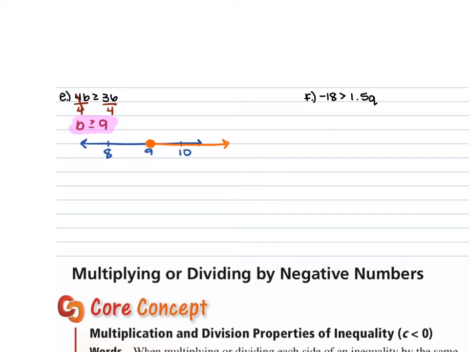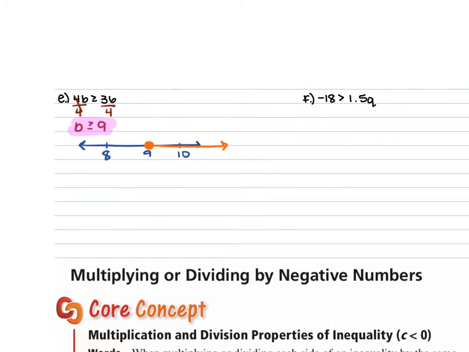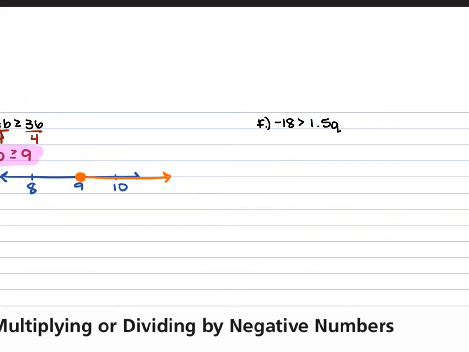For F, we have negative 18 is greater than 1.5 times Q. So we're going to divide each side by this 1.5 to get Q by itself. These are going to cancel. So we just have Q, our sign, then we have negative 18 over 1.5.